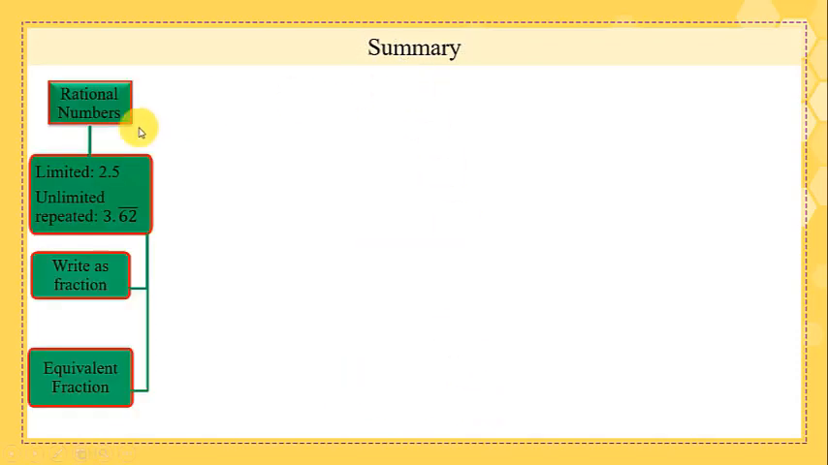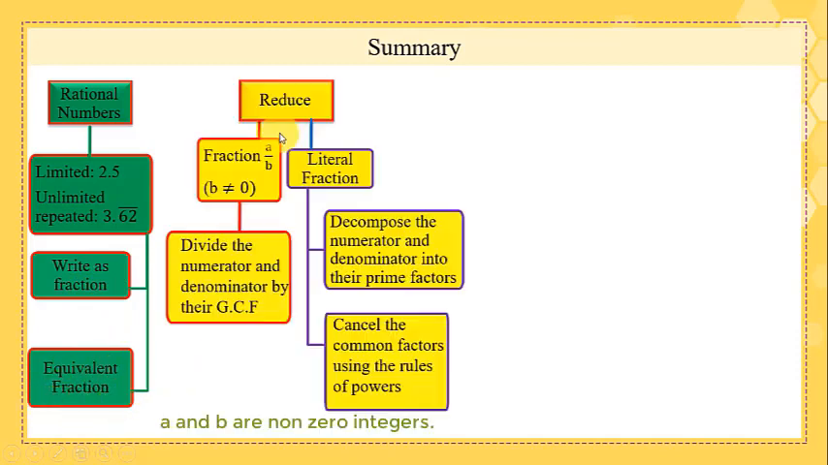Finally, the summary. Rational numbers can be written as limited, such as 2.5, or unlimited repeated, such as 3.62 bar. They can be written as a fraction, and they can have infinite equivalent fractions. To reduce a fraction in the form a over b, please divide the numerator and denominator by their GCF. Or, if it is a literal fraction, decompose the numerator and the denominator into their prime factors, then cancel the common factors using the rules of powers.